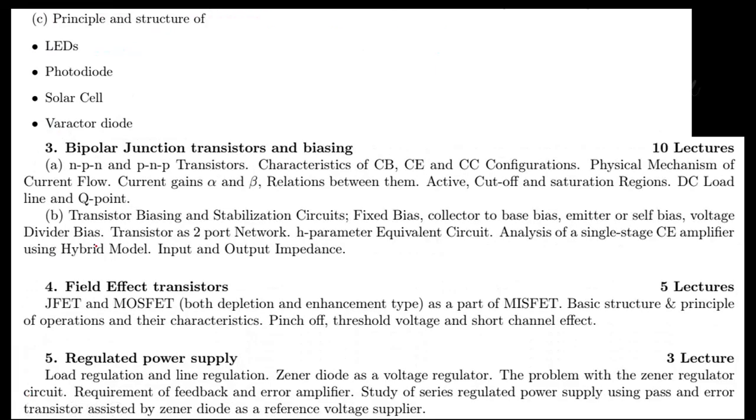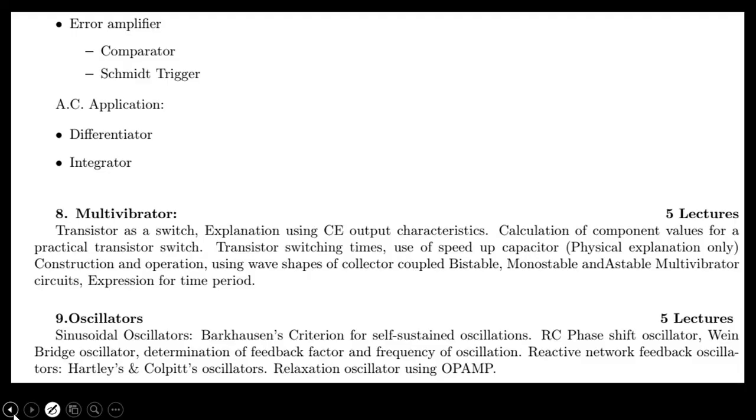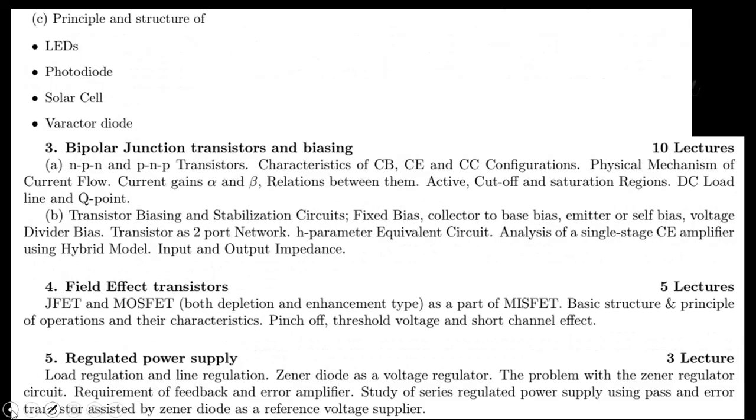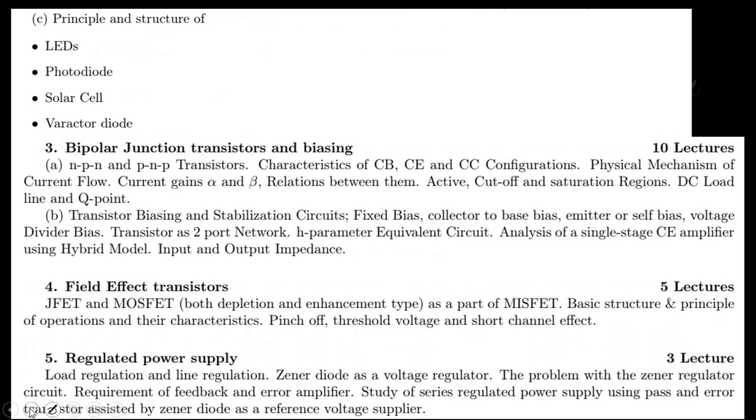So you can see this is the total syllabus of this semester: PN junction, bipolar junction transistor, field effect transistor, regulated power supply, amplifier, feedback amplifier, op amp (operational amplifier), and so on. Multivibrator, oscillator, etc. That is the total syllabus for analog system and application. We will cover it in the upcoming sessions also.